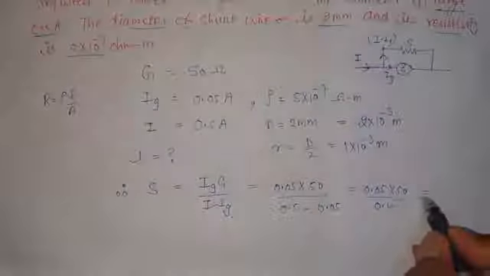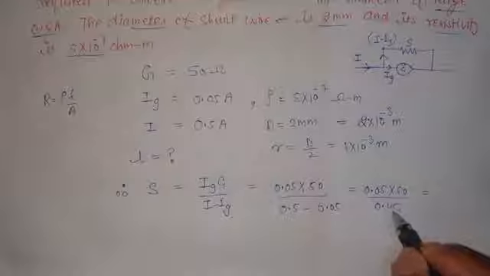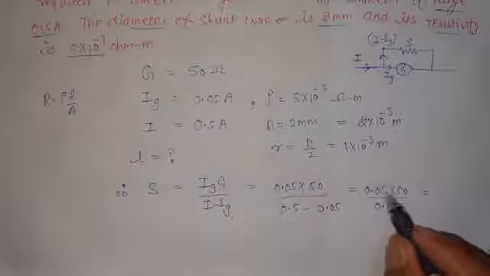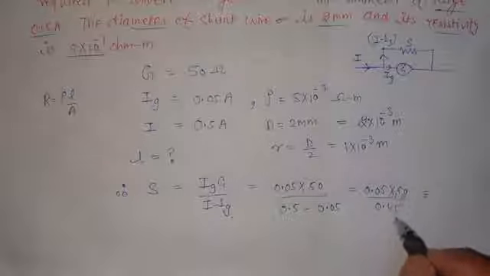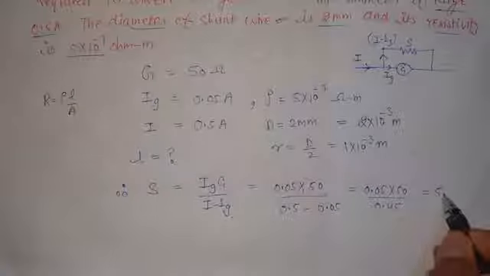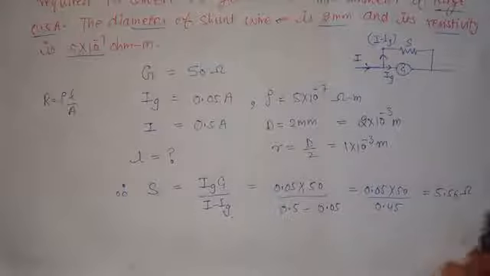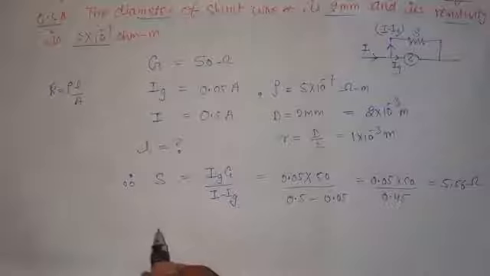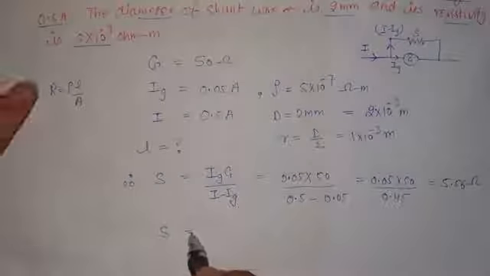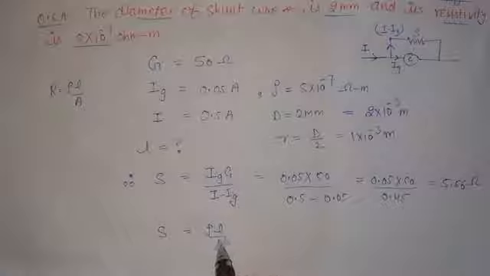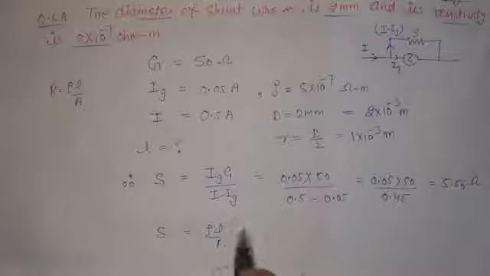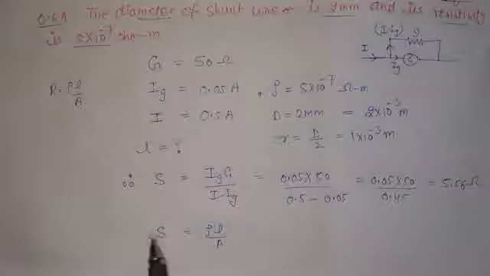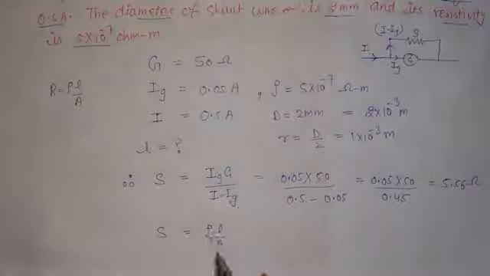Now, moving the decimal, the 2 digits after the decimal cancel each other, and we get 5 into 50, 250 upon 45, that will be 5.56 ohm. This is the value of the shunt resistance. Okay, now how do we write this resistance? This resistance is given by rho length upon area. Because we are talking about how much is the length of the shunt wire, therefore resistance is given by the formula rho length upon area.